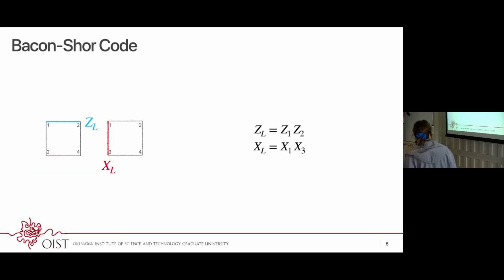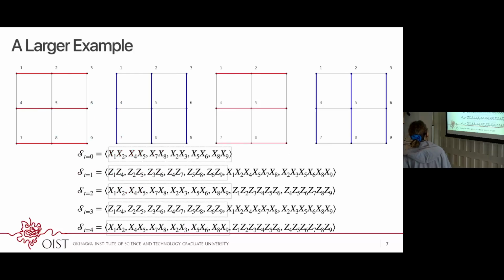These are the logical operators of the Bacon-Shor code: ZZ horizontally for the logical Z and XX vertically for the logical X. Let's see a larger example, which is not much larger than the 2x2 case. This is the 3x3 case. Here we use the same measurement pattern as the 2x2 case.